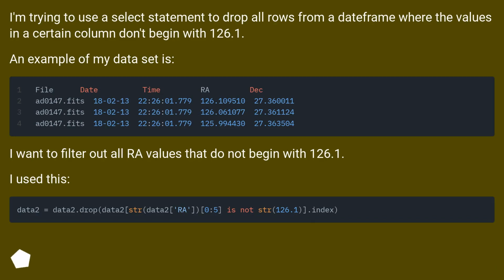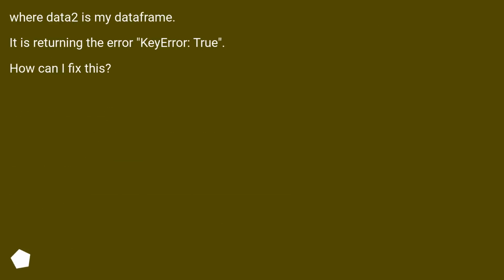An example of my data set is shown. I want to filter out all row values that do not begin with 126.1. I use this, where data2 is my data frame. It is returning the error KeyError: True. How can I fix this?